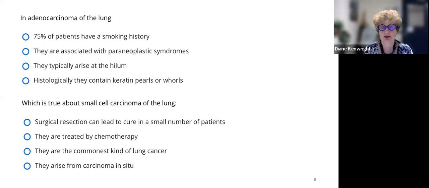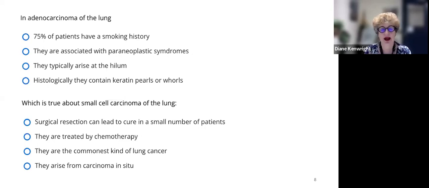They're associated with paraneoplastic syndromes. No, adenocarcinoma is not. That's squamous and small cell. They arise in the hilum. No, they're in the periphery. It's squamous and small cell in the hilum. And histologically, they contain keratin pearls or whorls. No, that's squamous cell carcinoma.